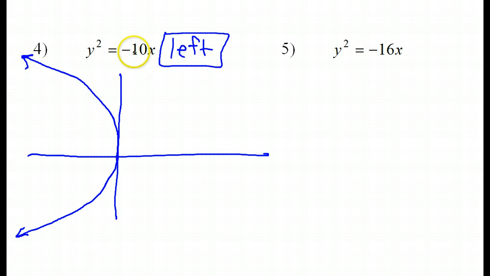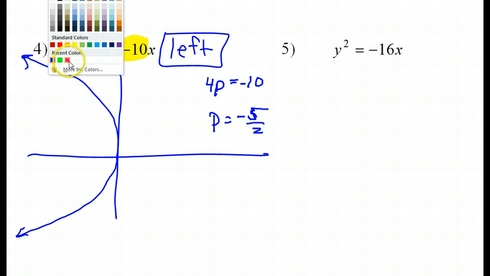Okay, now we need to know what that p value is. Now, whatever's in front of the x here, that's 4p. So we know that 4p is equal to negative 10. So I'm dividing both sides by 4. That means p is equal to negative, let's see, so negative 5 over 2.